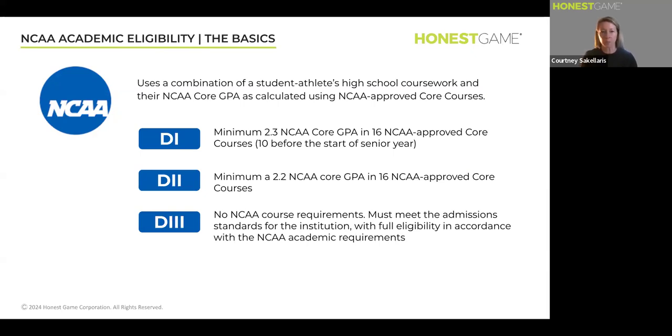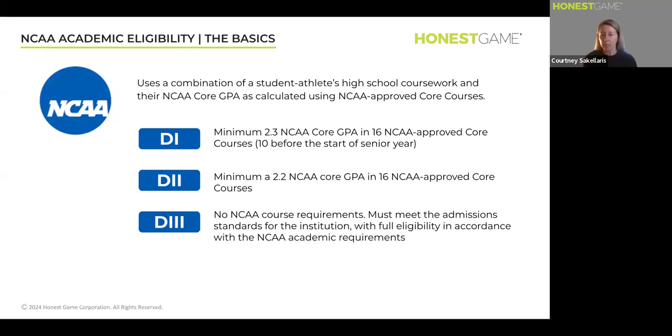Division 1 student athletes must meet a minimum 2.3 core GPA out of their 16 cores in order to be a full qualifier, which means they can accept their athletic scholarship and participate the minute that they enroll. At Division 2, that's a 2.2 core GPA. And Division 3, there is no NCAA standard. That's going to be based specifically on admissibility into the institution.